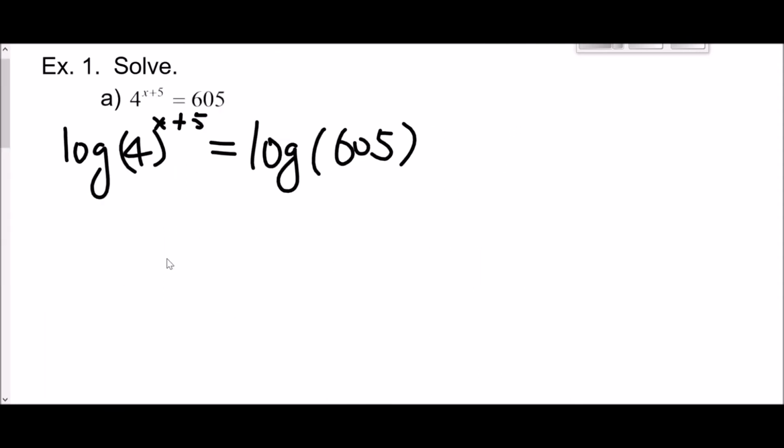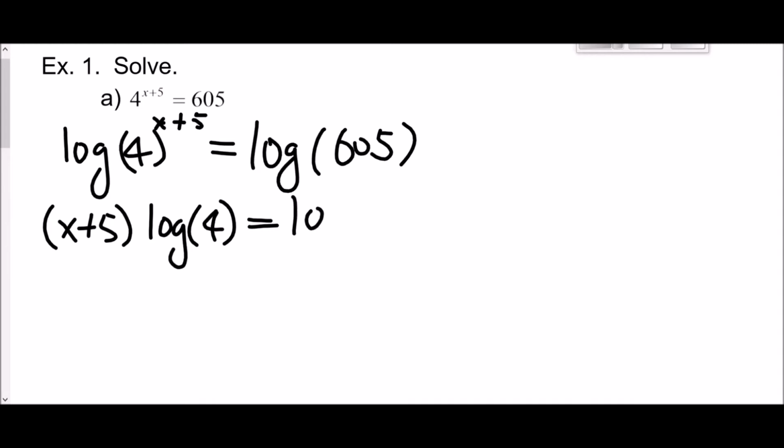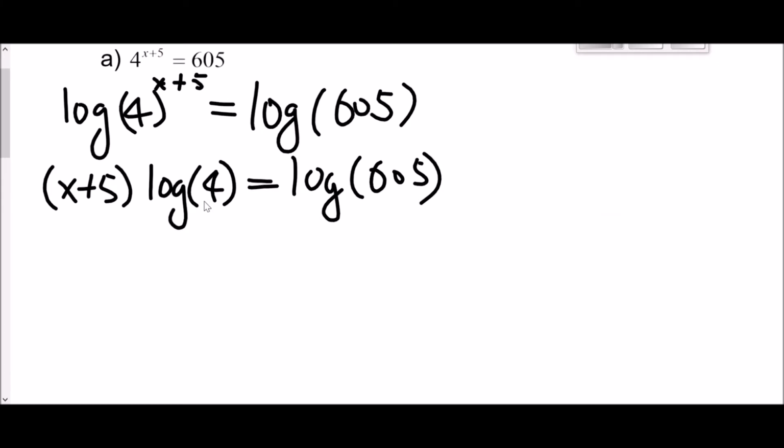Alright, let's do this. If you look at this, we can actually apply the power law here and put the exponent at the front. So we have x plus 5 times log of 4. The other side, log 605. There's nothing you can really do with that, so leave that. After that, what do we have? Of course, isolate the unknown x. To get rid of this, you divide both sides by log 4.